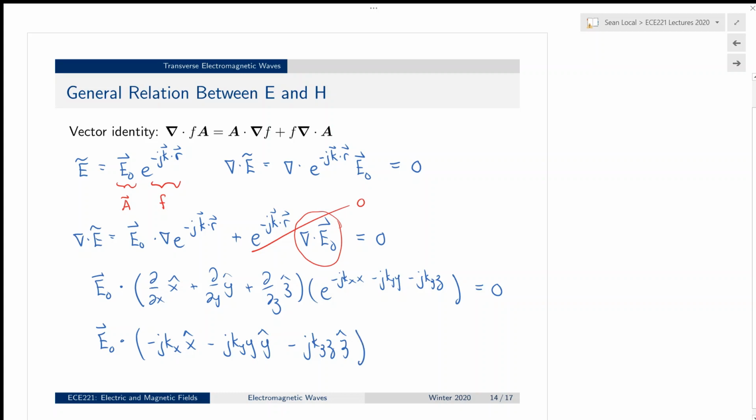Then, of course, when we differentiate an exponential, we get the same exponential again. So this is left as e to the minus j k sub x x minus j k sub y y minus j k sub z z. And this must be equal to 0 still.